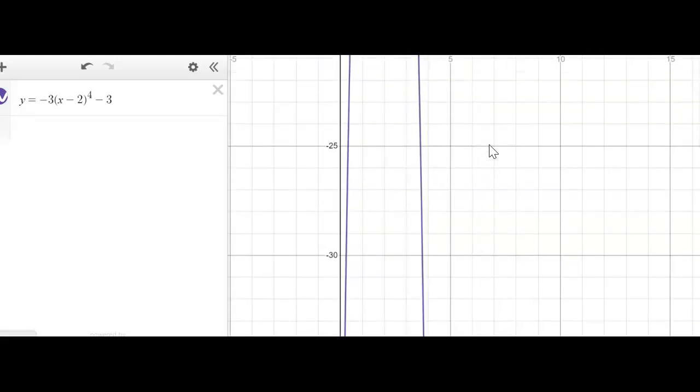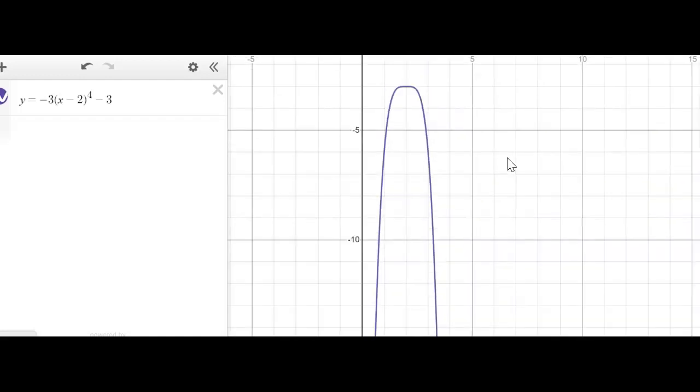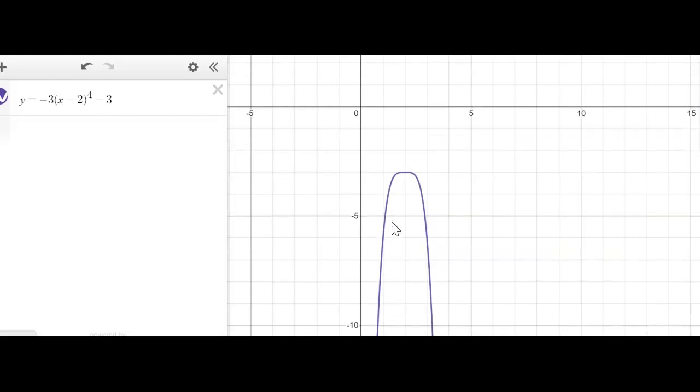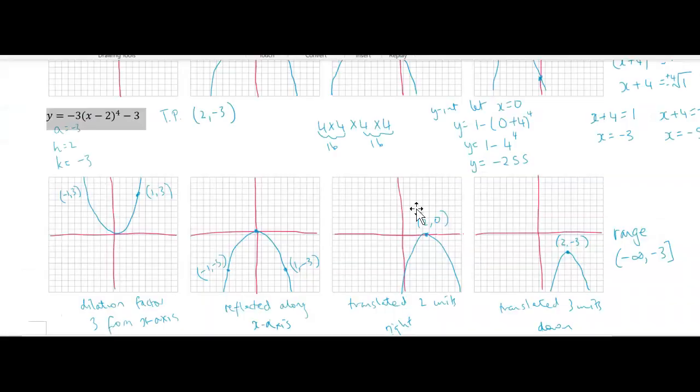So there's our sketch of our graph. Oh no, I thought we had some axis-intercepts. I was just seeing that grid line. So there's our turning point. See how it's a bit flatter than a parabola would be? All right, but you still have that turning point there at 2, negative 3. All right, let's move on.